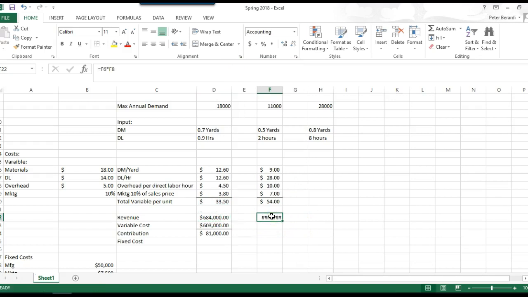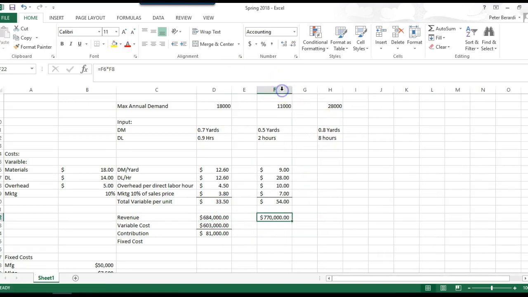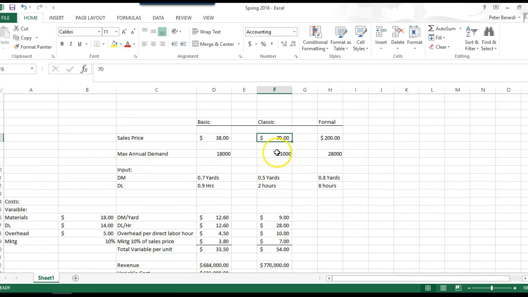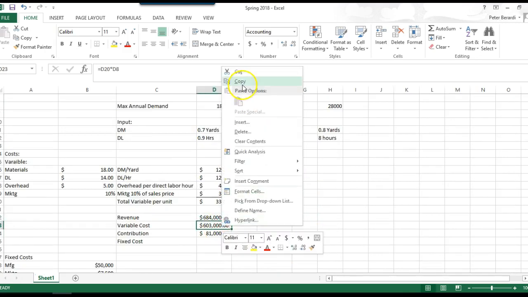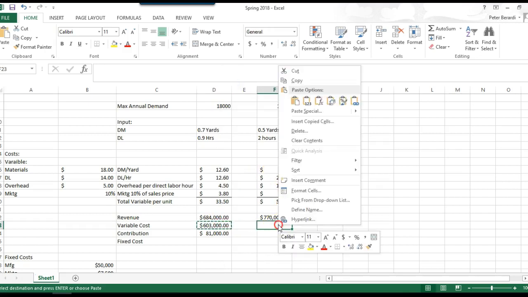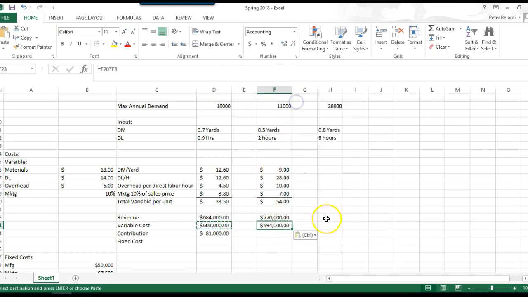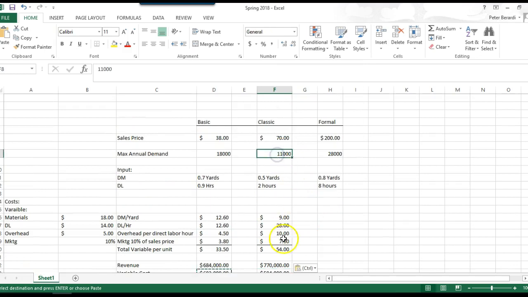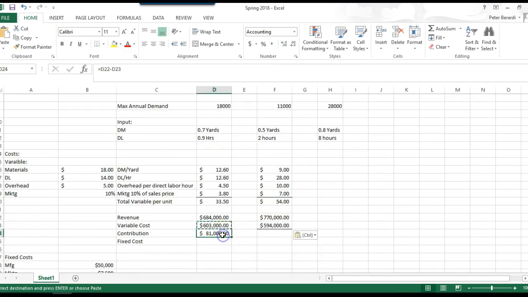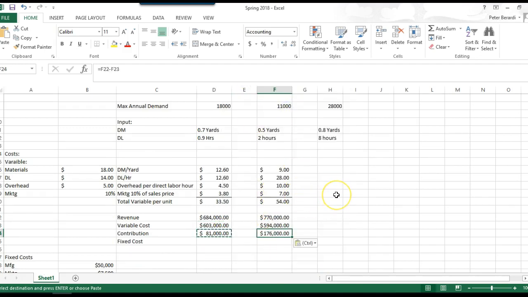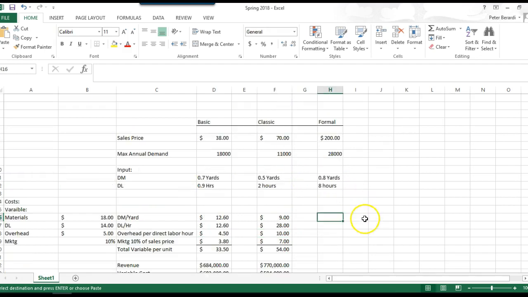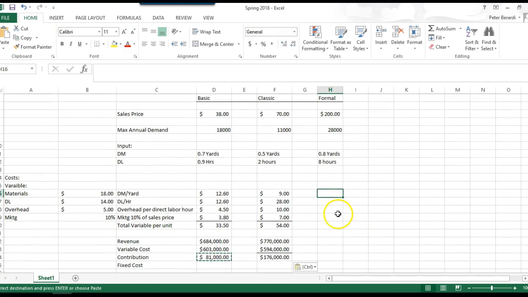So our revenue is basically the $70 times 11,000 units. And our variable cost is going to be 11 times the 54 to get a contribution margin of 176,000. And finally, for formal, I'll do this quickly.